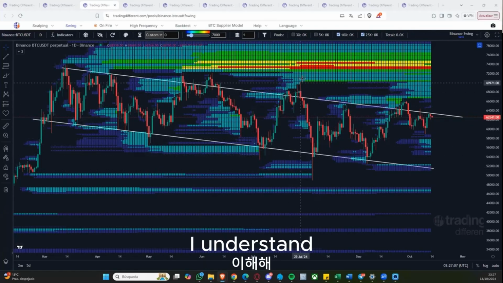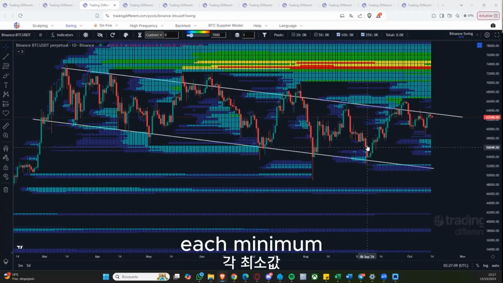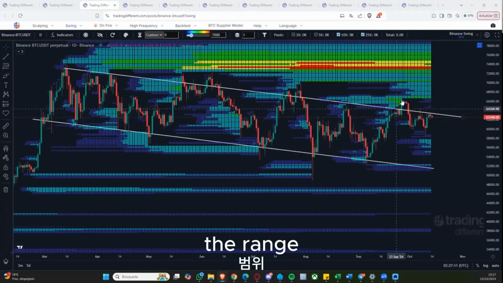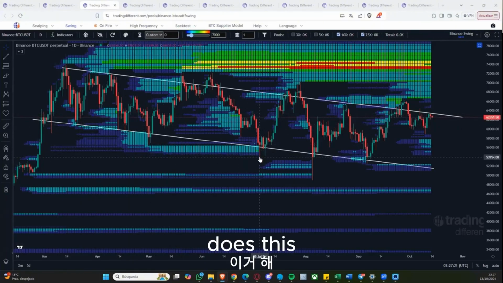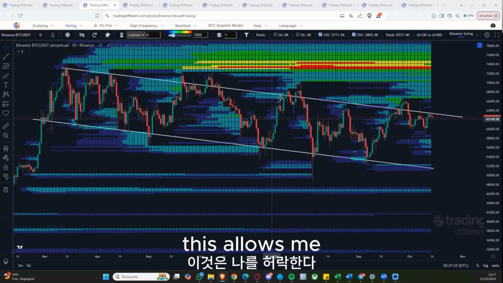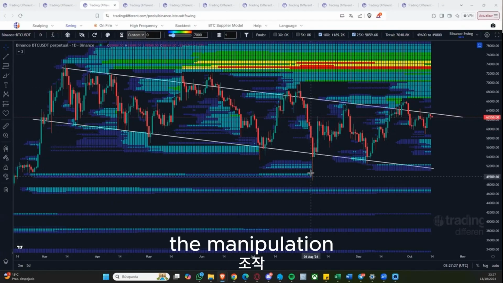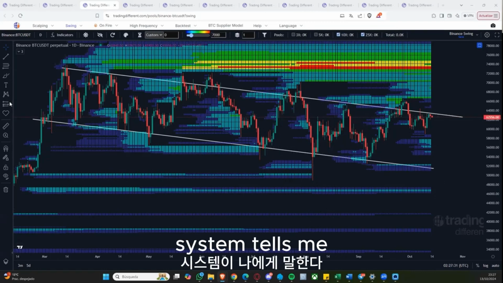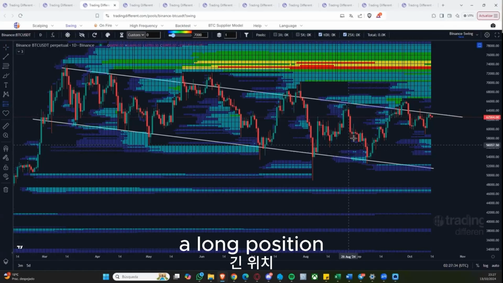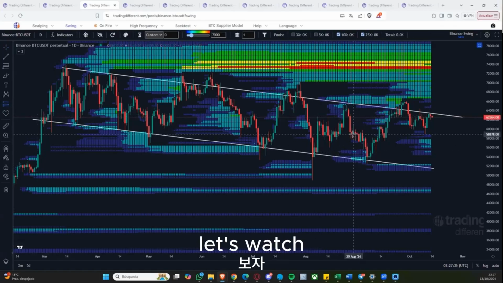This is how I understand how this structure should respect each minimum without leaving the range. If the price does this, we know it is a targeted manipulation. First, this allows me to understand the manipulation. Secondly, it helps me in my analysis. If my trading system tells me to look for a long position in this area, let's watch.